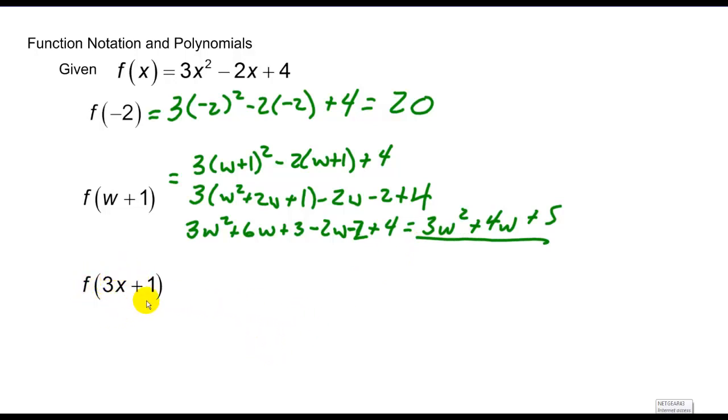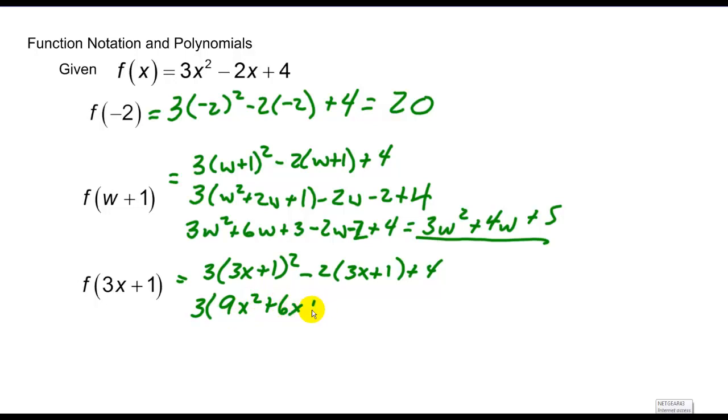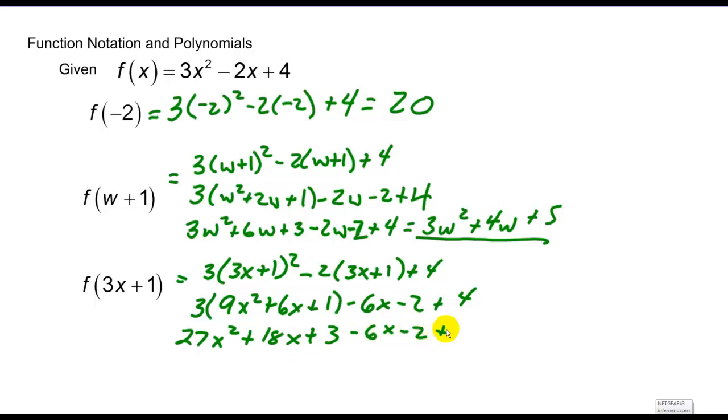Likewise, this says instead of x, plug in 3x plus 1, very similar to the last problem. So I have 3 times 3x plus 1 quantity squared minus 2 times 3x plus 1 plus 4. FOIL, I have 3 times 9x squared plus 6x plus 1 minus 6x minus 2 plus 4, which is 27x squared plus 18x plus 3 minus 6x minus 2 plus 4.